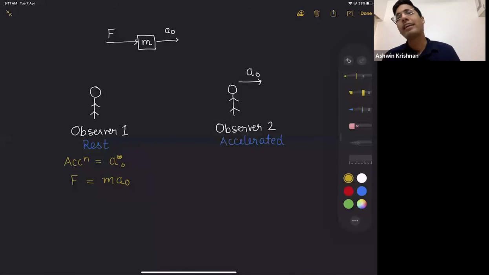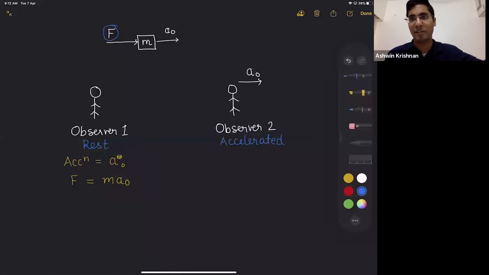Now think about observer 2. All that observer 2 is seeing is that there is a force F being applied. But observer 2 himself is moving at a0, and the mass is also moving at a0. Imagine when you're moving in a car at a velocity and another car moves at the same velocity: you will feel that the other car is not moving at all. For instance, when you are going in a train, many of you must have traveled in trains, and another train moves in the same direction as you, you will feel that the other person is right next to you.